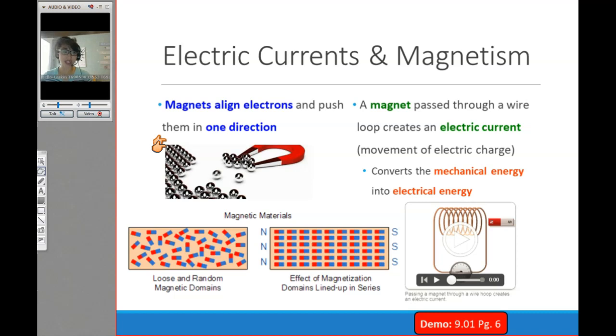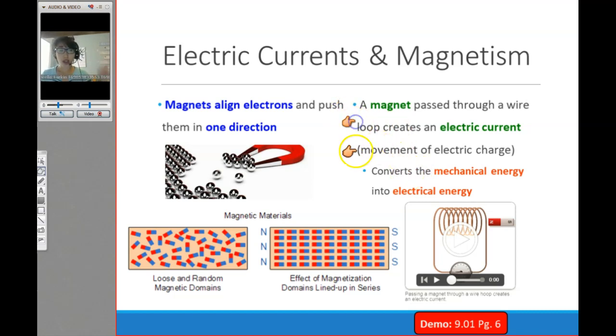So that's why a magnet can pick up a bunch of paper clips. Even though the paper clips themselves are not magnetic, the magnet is able to take the electrons and affect the electrons inside of the paper clips. But again, here's the crazy thing, guys. Electricity and magnetism are related.